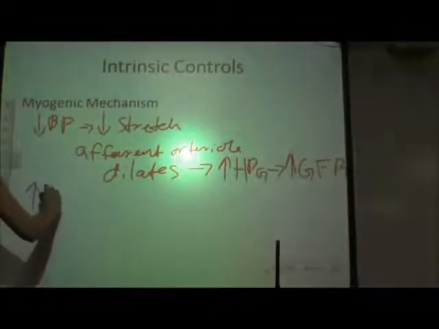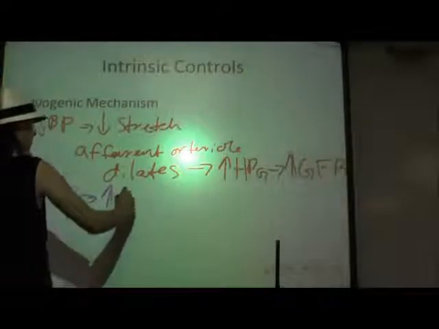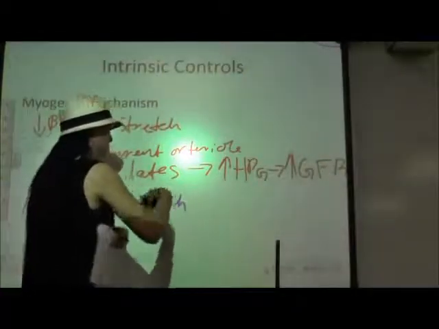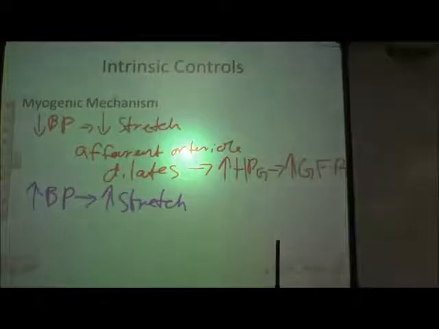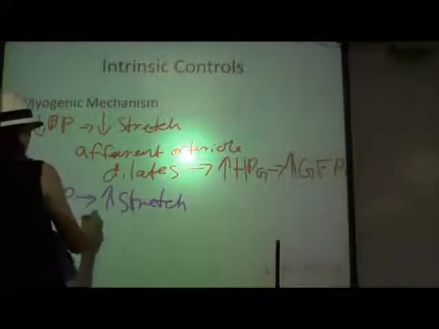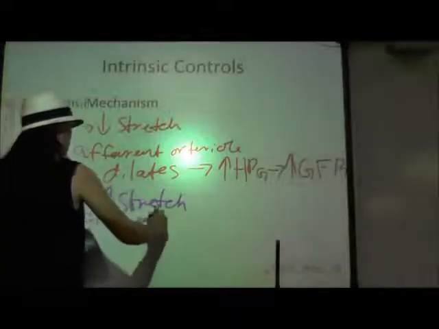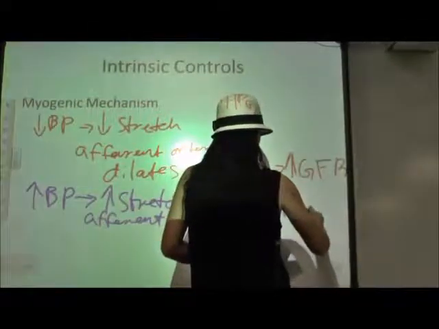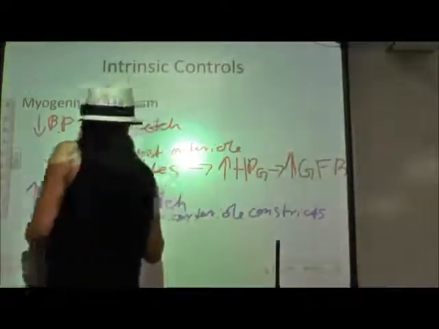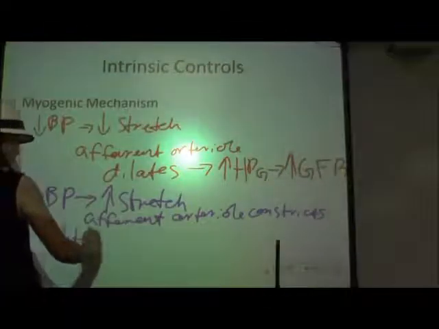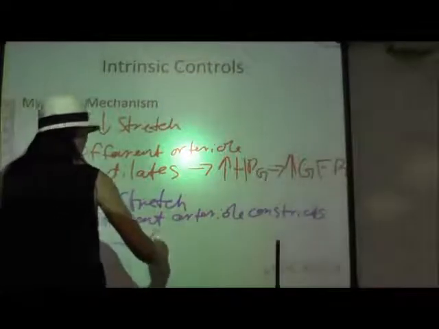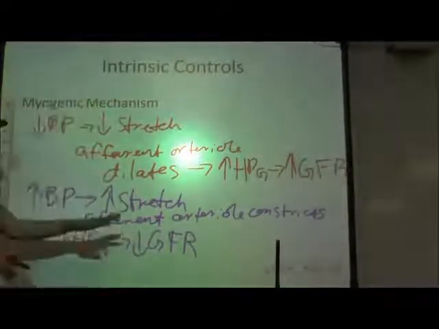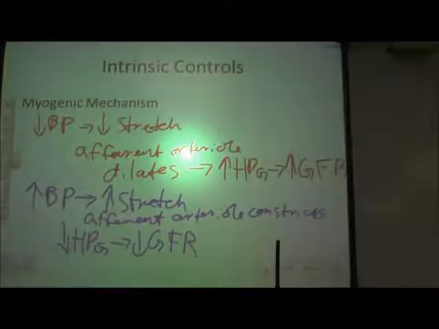If we have an increase in blood pressure, then this is sensed as an increase in stretch. And if we were to just allow this to happen, then we would increase glomerular filtration rate beyond our normal homeostatic balance, and we don't want that to happen. So the afferent arteriole is going to respond by constricting. And then when it constricts, this will drop that hydrostatic pressure in the glomerulus and drop our glomerular filtration rate so that we can keep our glomerular filtration rate normal despite this external change in blood pressure.